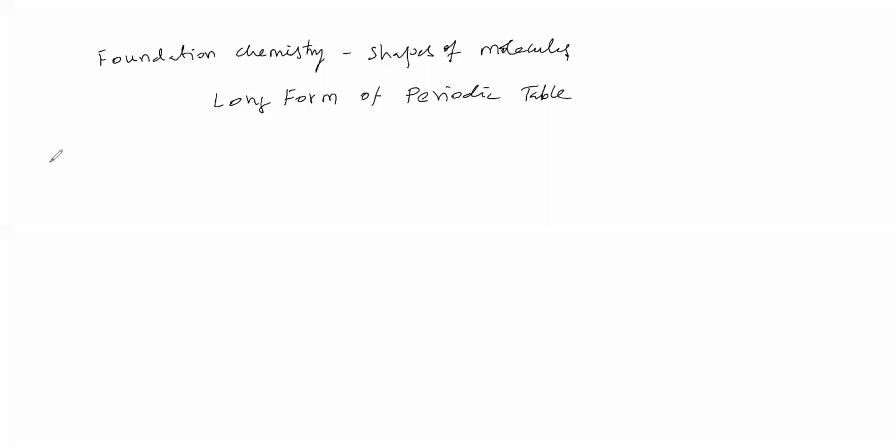In the long form of the periodic table, one element we will take is lithium. Lithium's atomic number is 3, so its electronic configuration is 2, 1. The outermost shell has one electron, therefore it comes under the first group. As per the European system, A is given. The other elements in group 1A are lithium, sodium, potassium, rubidium, cesium, francium.